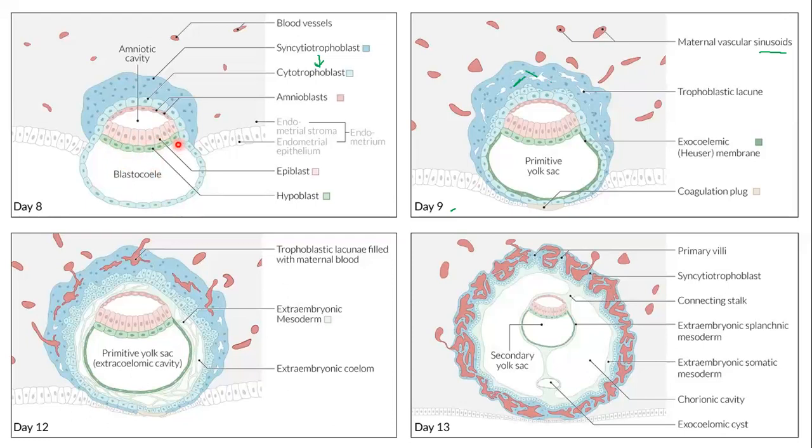So in the second week of development, the main important thing is the bilaminar formation, the formation of the amniotic cavity, and the formation of the primary yolk sac. So this is the main thing which we need to remember.